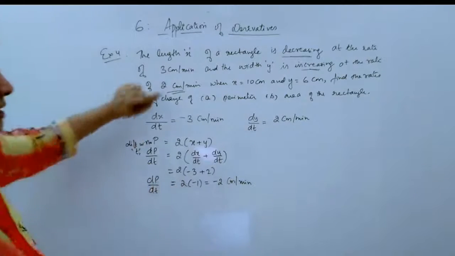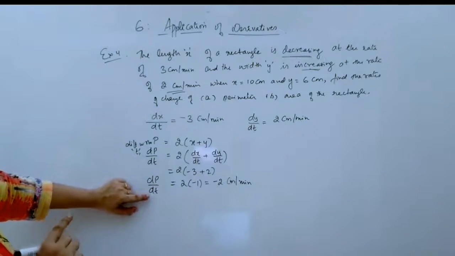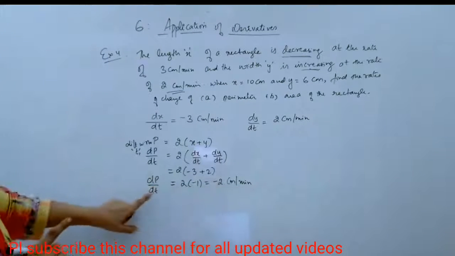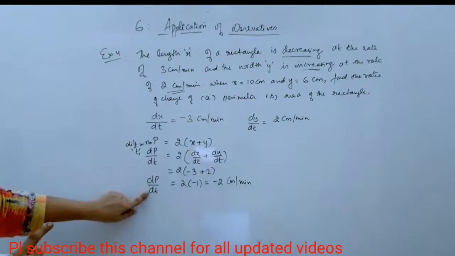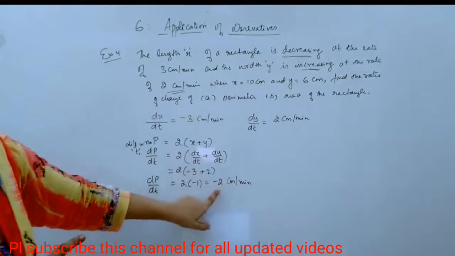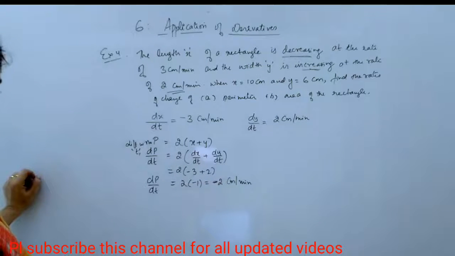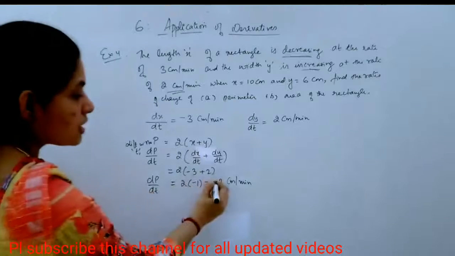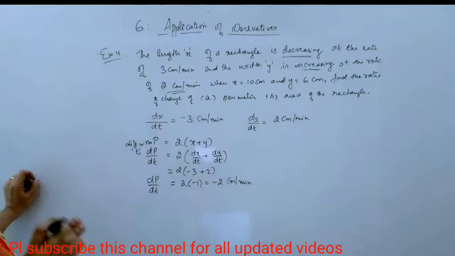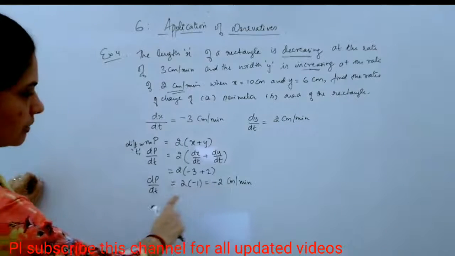Now if you want to say it in a sentence, you will say that the rate of change of perimeter with respect to time, or you can say the perimeter is decreasing at a rate of 2 centimeter per minute, or you can say the rate of change of perimeter with respect to time is minus 2 centimeter per minute. If you are using the negative sign, you need not mention whether it is decreasing or increasing. But if you are not using the negative sign, then you need to say that it is decreasing at a rate of 2 centimeter per minute. At that time you need not refer to the negative sign. The meaning is the perimeter is decreasing.